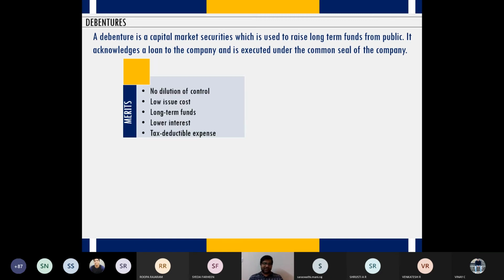This is from the viewpoint of the company, not from the viewpoint of the investor. First of all, there is no dilution of control. The issue with shares is that the more shares you issue to the public, the more control you lose in your own company. If I'm issuing 100 shares of 1 rupee each because I want 100 rupees, from my side I'm contributing 30, and from the public I am borrowing 70.